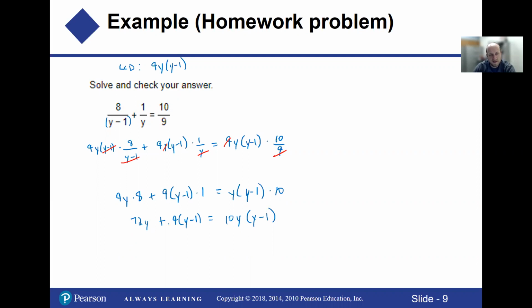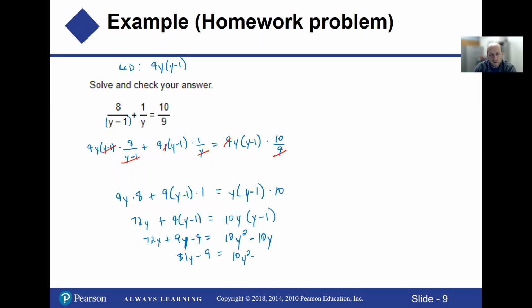Now let's distribute. So let's get rid of the parentheses. So we still have the 72y. Let's distribute the 9 into y minus 1. So I have 9y minus 9 is equal to, when I distribute the 10y, 10y squared minus 10y. Now let's combine like terms. So on this side, 72y and 9y combine to 81y.